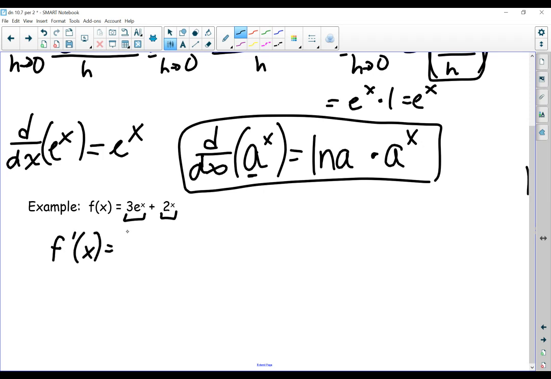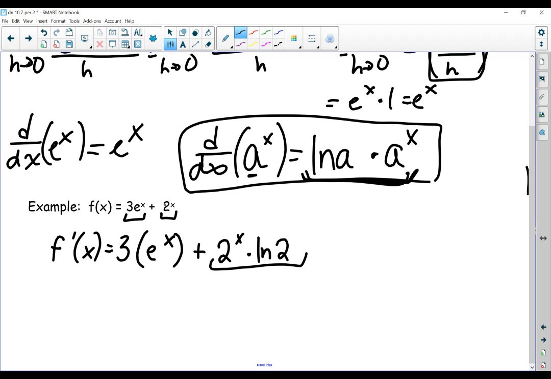Now this first one has a constant multiple, so I'm just going to do 3 times the derivative of e to the x, which is just e to the x, plus the derivative of 2 to the x would be 2 to the x times ln of 2, or you could say ln of 2 times 2 to the x, either one. But anytime the base is something other than e, you have to use this rule right here. So I'm just going to say the a is 2, and it would just be itself again times the ln of whatever a was.